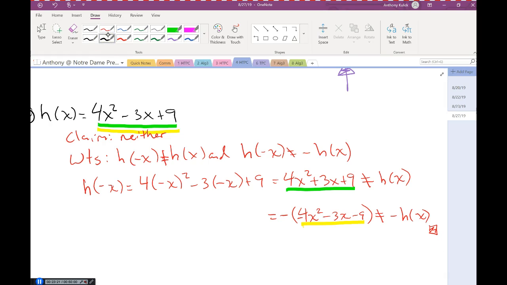The neithers are a little bit tricky because you have to check two things, but basically all you need to do is plug that negative x in and simplify, and then just make sure that the result isn't either one of those two possibilities, which is not hard. Any questions about this symmetry stuff? Okay, should be relatively straightforward and not too bad.